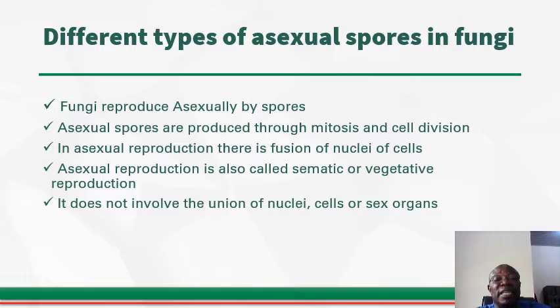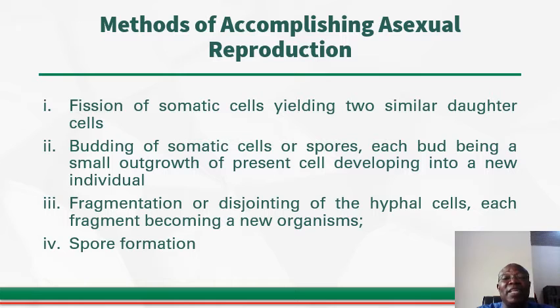In sexual reproduction, there is a fusion of nuclei of cells. That is, two nuclei fuse together, and then they form a new organism. The asexual reproduction is also called somatic or vegetative reproduction, and it does not involve the union of nuclei, cells, or sex organs. There are different methods by which asexual reproduction could be accomplished in the fungi.